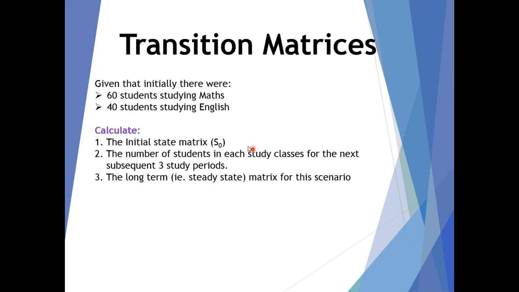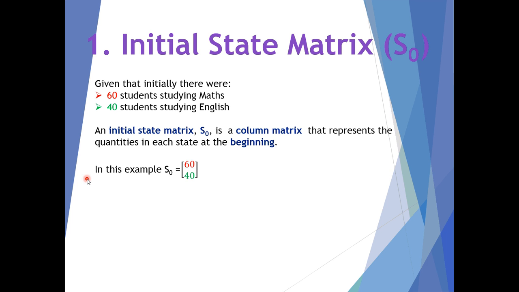Let's apply this data. Given that initially there are 60 students studying maths and 40 studying English, 1, we need to calculate the initial state matrix. 2, we need the number of students in each study class for the next subsequent 3 study periods. And 3, we need to calculate the long-term, or what we call the steady state matrix, for this scenario. An initial state matrix, S for state matrix and 0 for the initial, is a column matrix where the first row represents the 60 students studying maths and the second row the 40 students studying English.